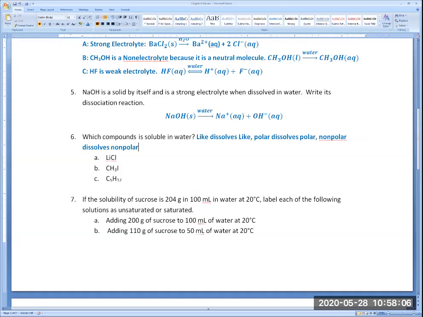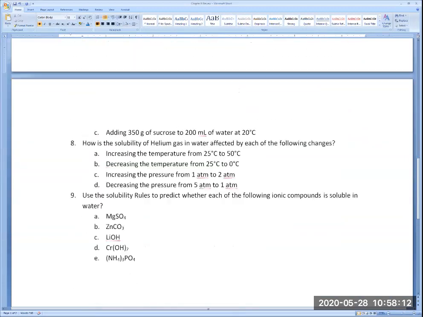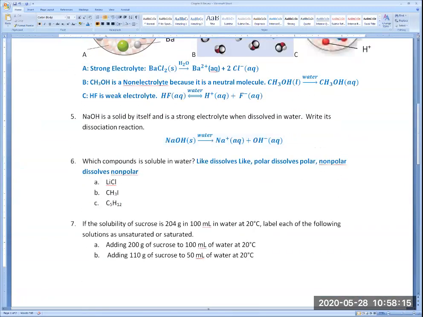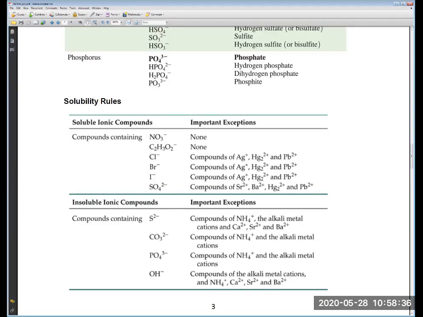And so you're given LiCl. Anything that would be ionic or polar might be soluble. So for this one, you actually would want to look at the solubility rules. If we look at the solubility rules in this reference, and there are many kinds of solubility rules tables, so they may not look exactly the same, but they will lead to the same conclusion.